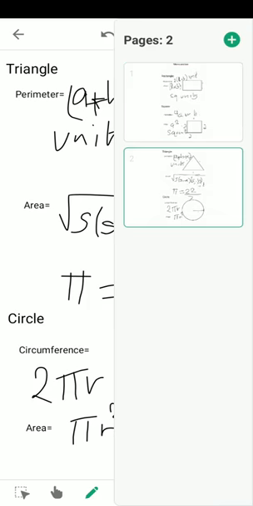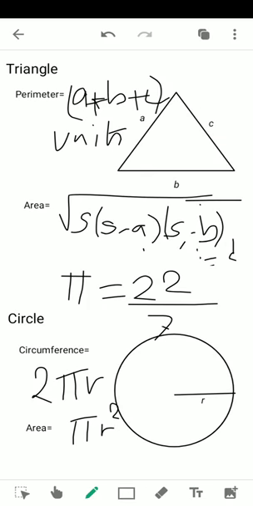And in case of triangle, perimeter will be a plus b plus c. We just need to add all of this, and area will be under root s into s minus a into s minus b into s minus c, where s is the semi perimeter. And circumference, in case of circle, will be 2 pi r, and area of circle will be pi r square. With this, I'm concluding this digital lesson.